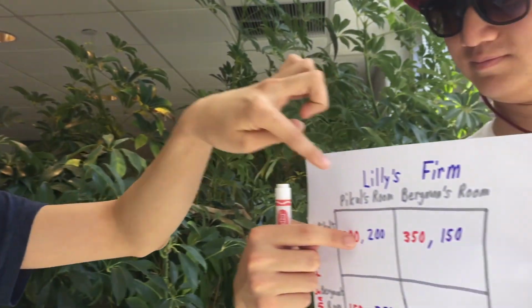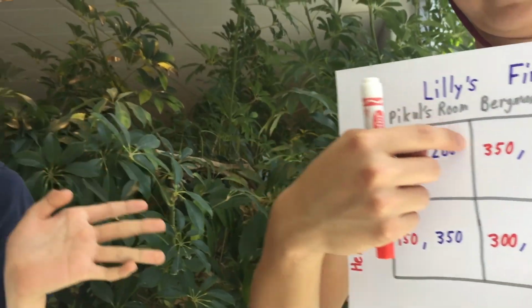You got it. Because the dominant strategy for both of these firms is to choose in Mr. Pykel's room, that's where the Nash equilibrium is. But don't be fooled, because a Nash equilibrium can also occur when only one firm has a dominant strategy or when neither of them do. But this example just makes the whole thing pretty easy to explain.